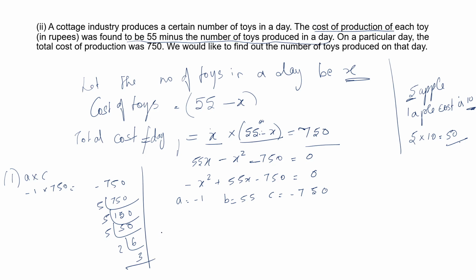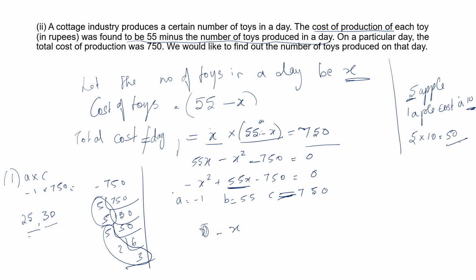So in order to get 55, it can be 25 and 30. Yes, 25 and 30. I can take 5 and 5 one term and 30 one term. So I have to get plus 55 here, so I will keep it as such. If I multiply, I will get plus 750. Okay, so let me split like this.